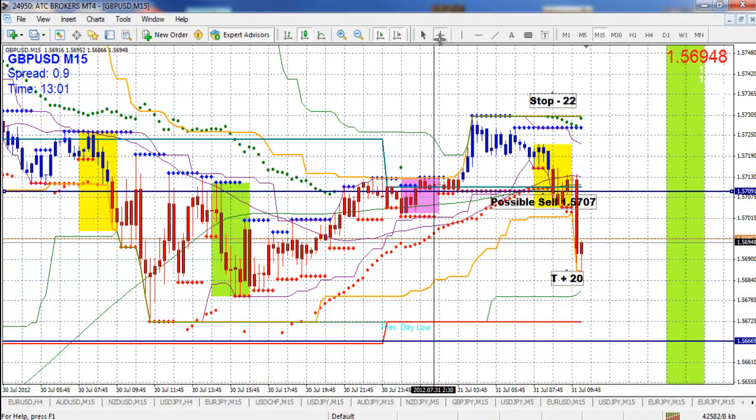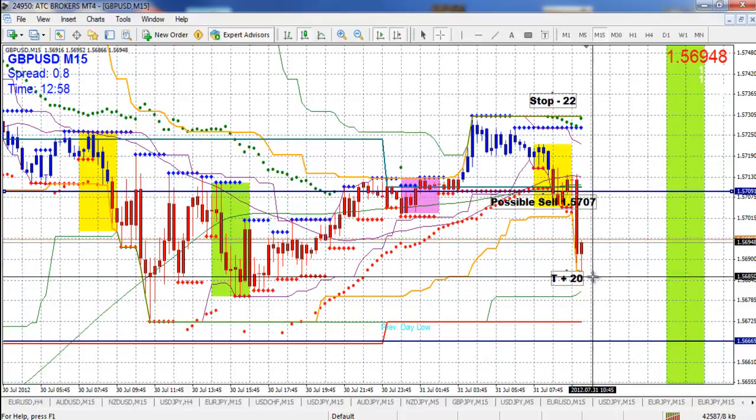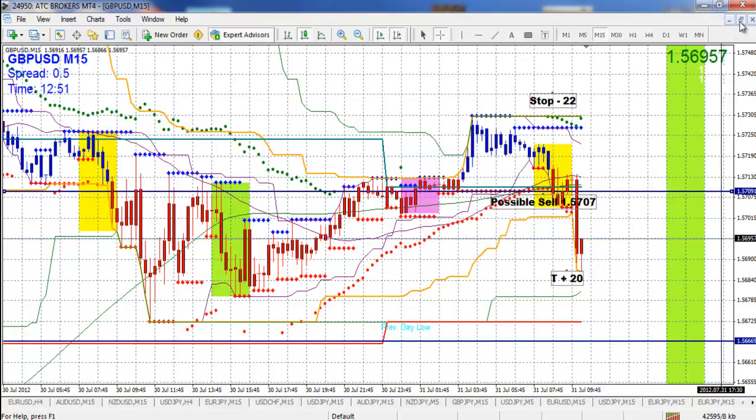We had two open trades here. We first shorted the British pound at 157.07. You can see it just now hit the target of 20 pips, but we took profit at 15 pips. Okay, so this trade is over.